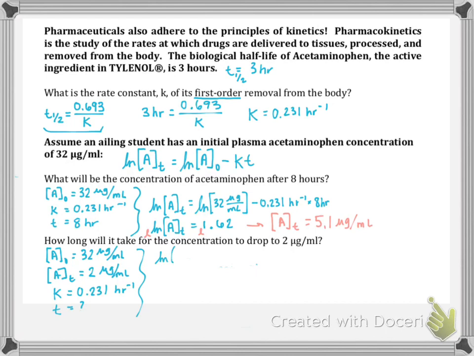We have the natural log of 2 micrograms per mil is equal to the natural log of 32 micrograms per mil minus k times t. Okay, so then we can rearrange our expression to solve for t. We find that t is equal to 12 hours.